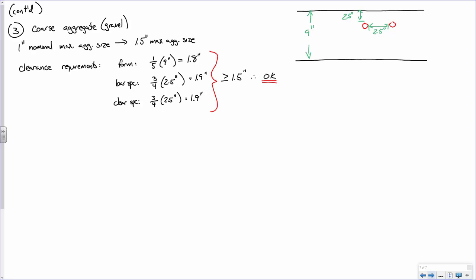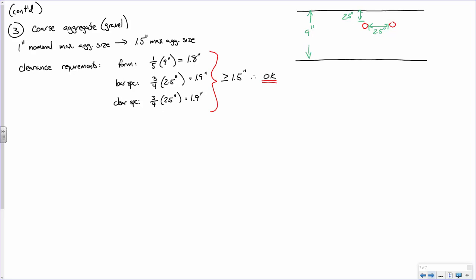Yeah, you still have to meet this because, let's be clear, we're designing a mix for a given application. So the ultimate aggregate that we use has to work. Did I answer your question? Yeah, that's going to be the one that controls. We use the term govern or control. That's the one that governs, yes. Did I answer your question? I did? Okay, all right.